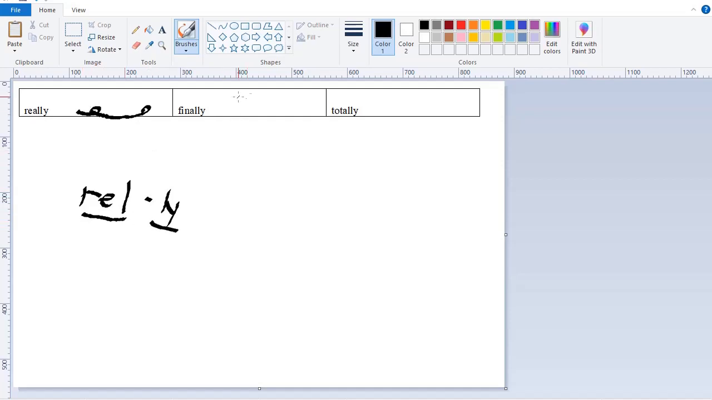Yan, really. Next, finally, we have F, and then I, and then L. Ay, final pala. I'm sorry. Final. So, we have F, then I, and then N, and then L, and then E. So, that is how you stroke "finally." Finally. So, we have F, then I, and then N, and then L, and then E, finally.